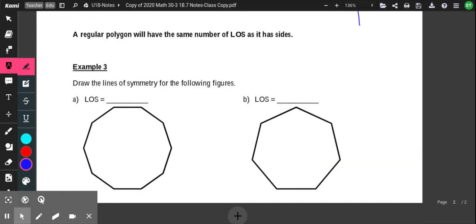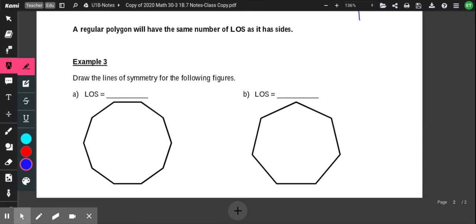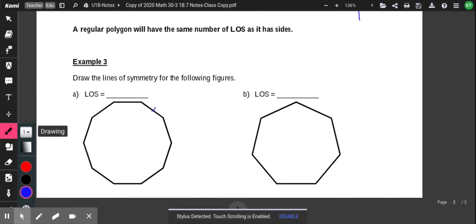Okay, so we are at the last of our sides here. We have 2 final diagrams. The first thing we need to do is count the number of sides. So how many sides does the guy on the left have? Count the number of sides. If you're not sure, you just start by ticking them. 1, 2, 3, 4. Good.